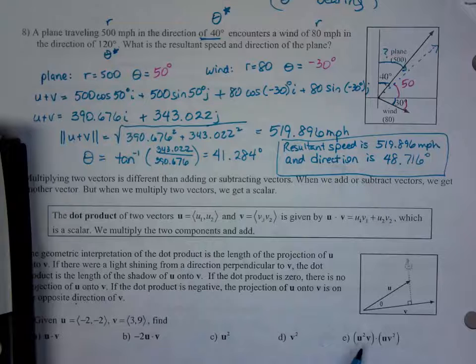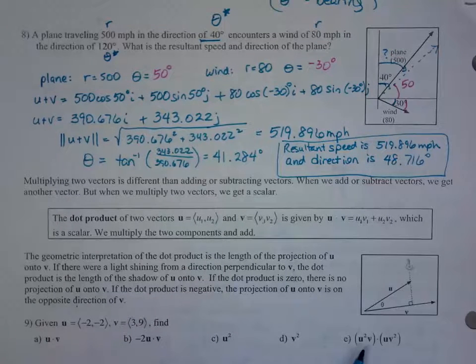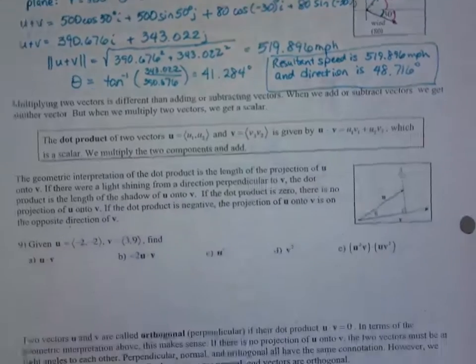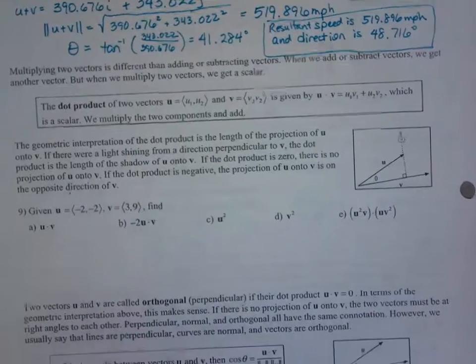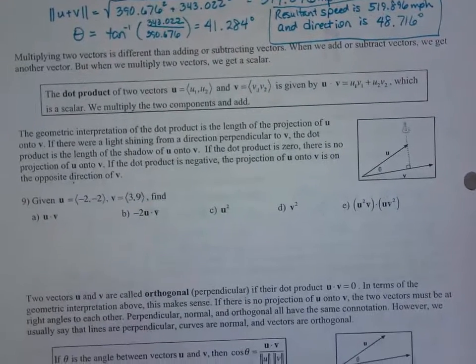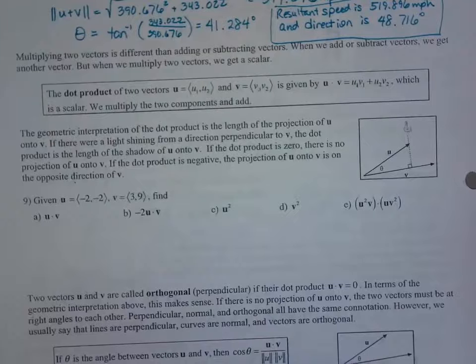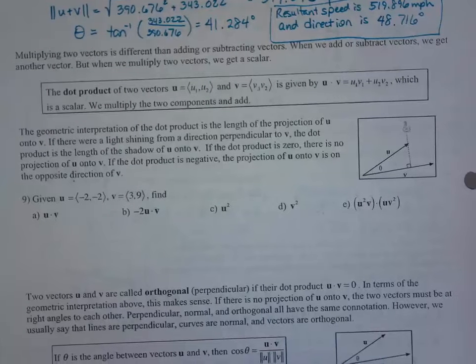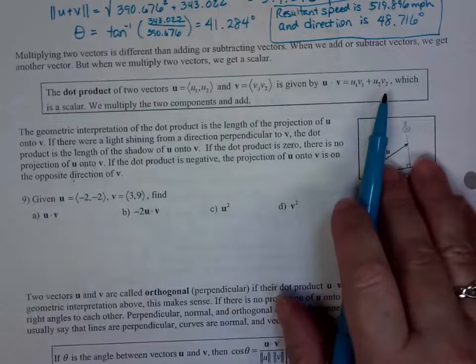A couple more things we need to review. Look at the next part. It says dot product. Now, when you do a dot product of two vectors, you end up with a number answer. You don't end up with another vector. Dot product looks like multiply, and it sounds like multiply. But when you multiply these two vectors in this special way, you multiply the x's, you multiply the y's, and you add the two answers together. Okay?